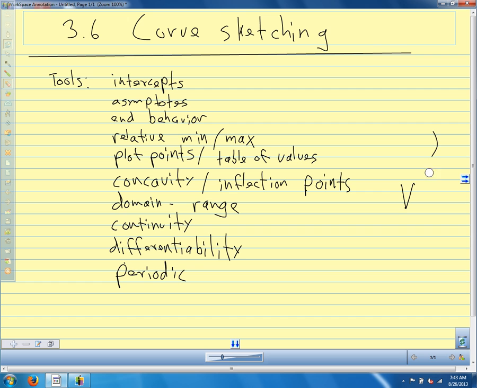So these are some of the tools that we can use to analyze and figure out what the shape of a curve is. Now there's one piece we're thinking of kind of analytical tools. What do most of us have that's extremely helpful? Calculator.